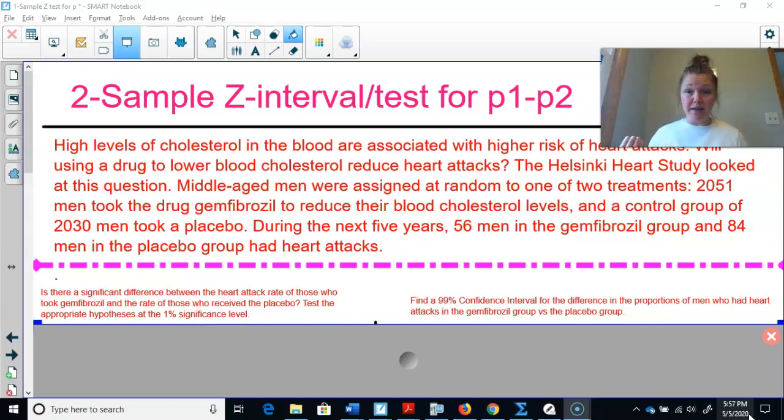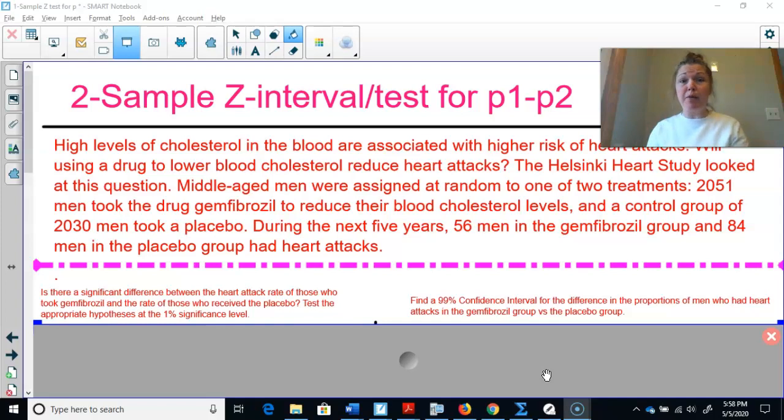Okay, so the goal today is just to review with you how to do that 2-sample Z interval and that 2-sample Z test. And so I'm going to do that through this problem. So let's start with the 99% confidence interval. For the state, I want you to think about it in your head. What do you need first? What you need first is the parameters.